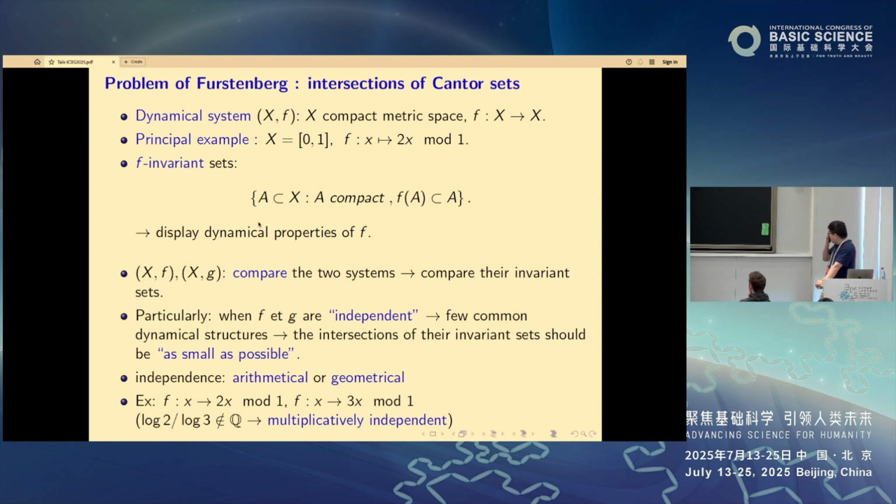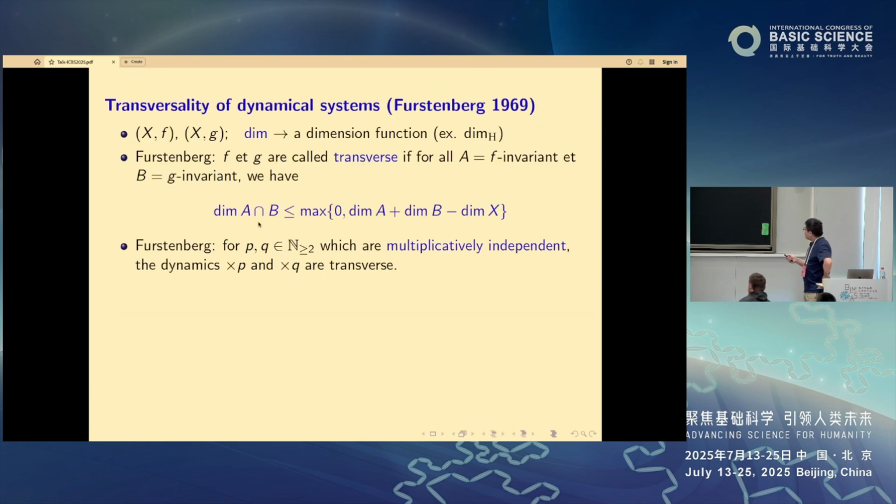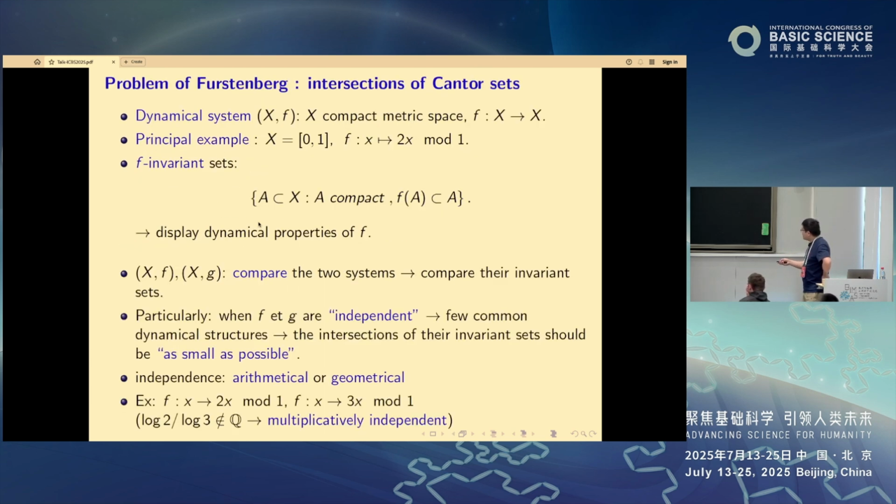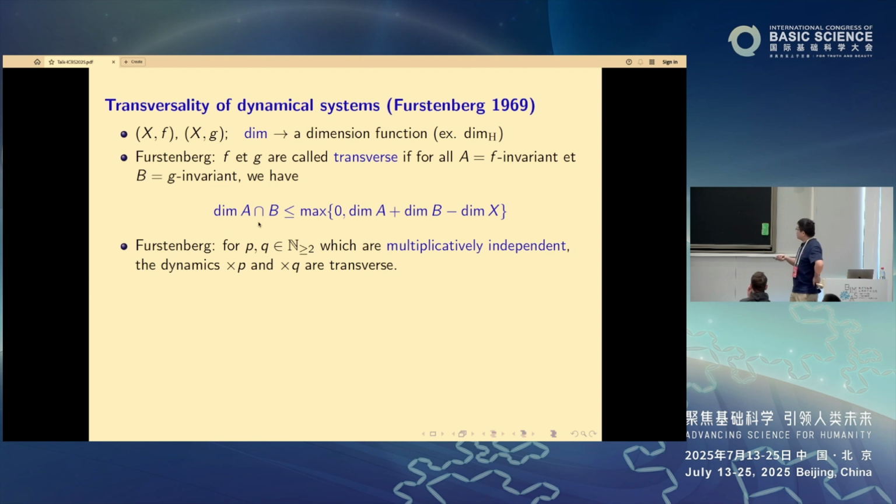Here we should be more precise about what independent means and what as small as possible means. The independence we have already seen: arithmetic independence, like times P and times Q where P and Q are arithmetically independent. We can also talk about geometric independence, like a linear map and a non-linear map. These are two such kinds of independence. And about as small as possible, Fürstenberg in his original paper already gives a formulation.